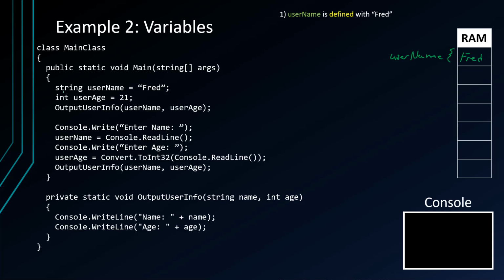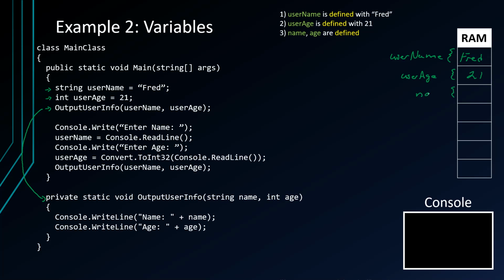Next up, we're going to create a variable called user age. So we just did this line, and now we're doing this line here, and we're going to store the value 21. So user age has the value 21. Now it's going to come down to this third line, and it's now trying to execute this method. So it's going to jump down to the signature line, and it says, oh, I need to define 2 new variables: a string called name and an int called age. So name and age are defined.